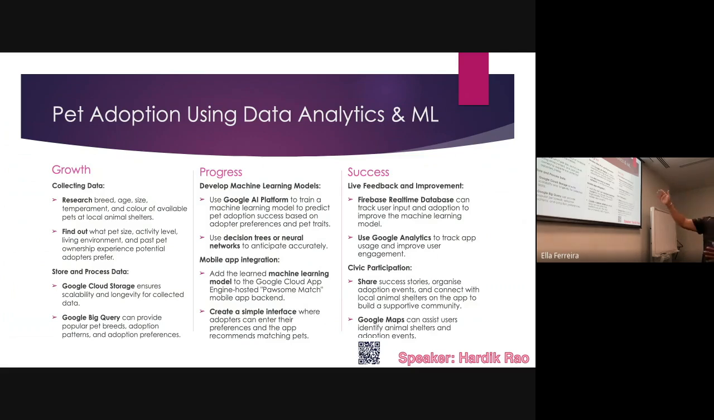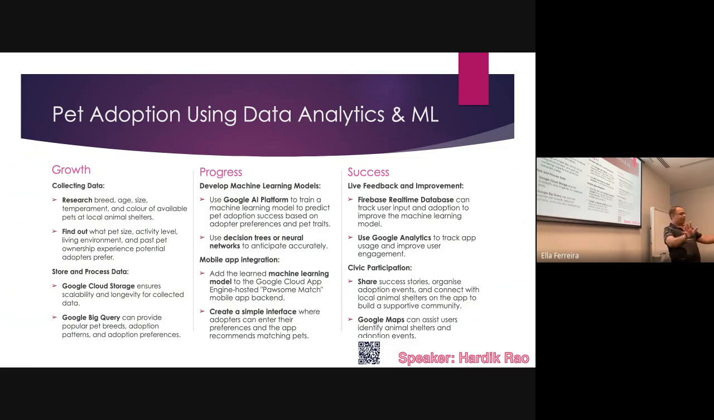So moving on from there, we have the growth idea. Let's talk about the progress. We developed the machine learning model, and we use the Google AI Platform to train the ML model to predict the pet adoption success based on the pet. Okay. So when people come to us and say we are a local animal shelter, we have this wonderful pet that needs an adoption, we can use AI, right? So with that, we use the decision tree and the neural network to anticipate accurately, and then we add that machine learning model into the Google Cloud app.